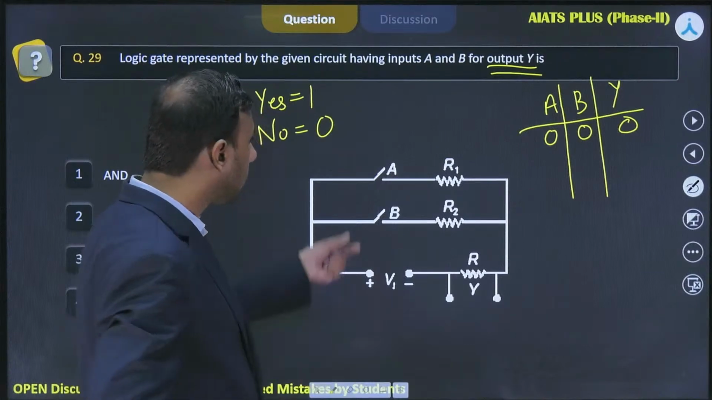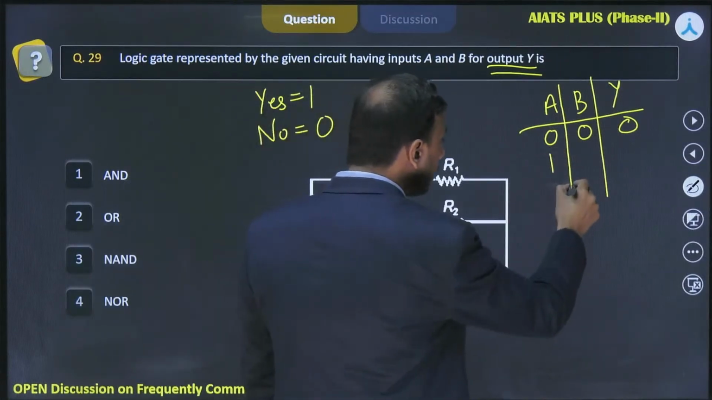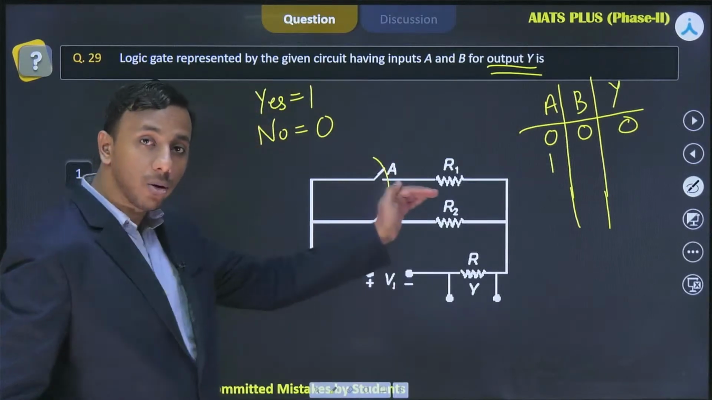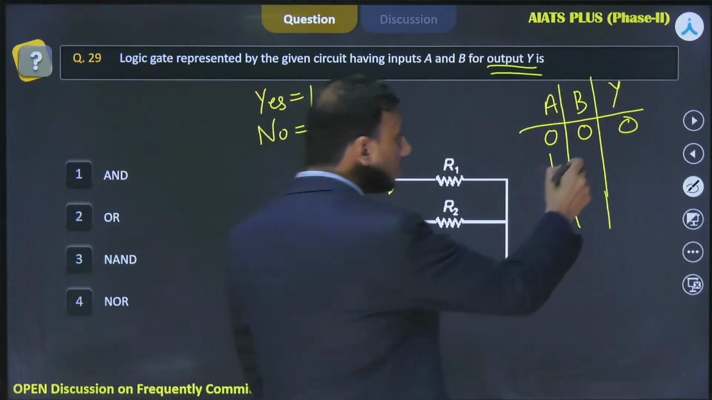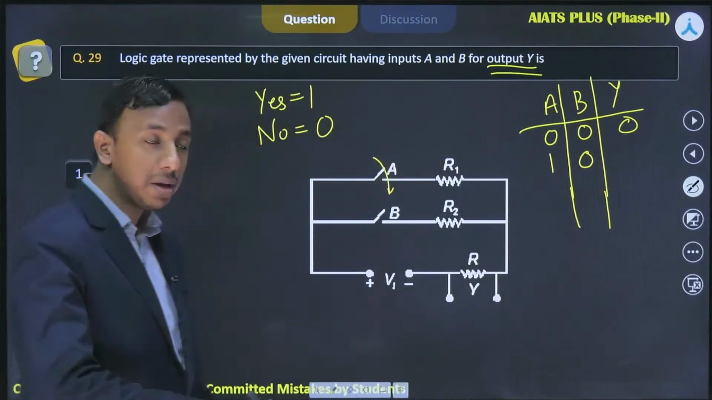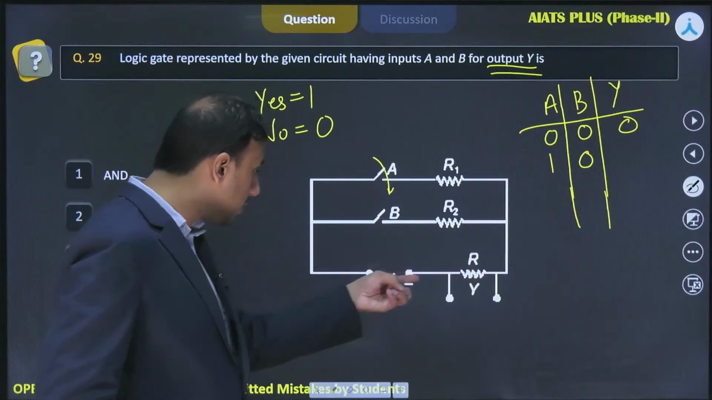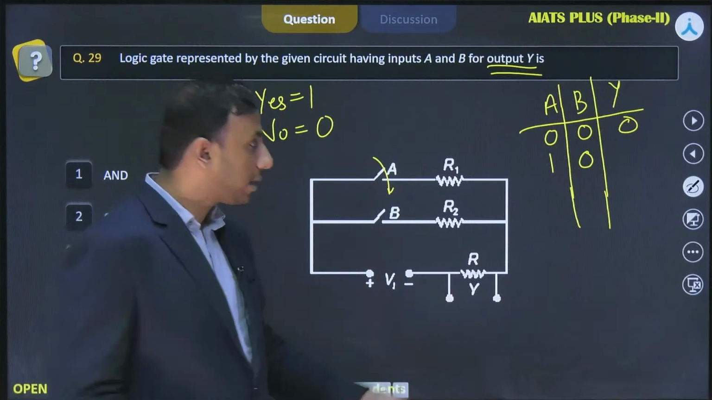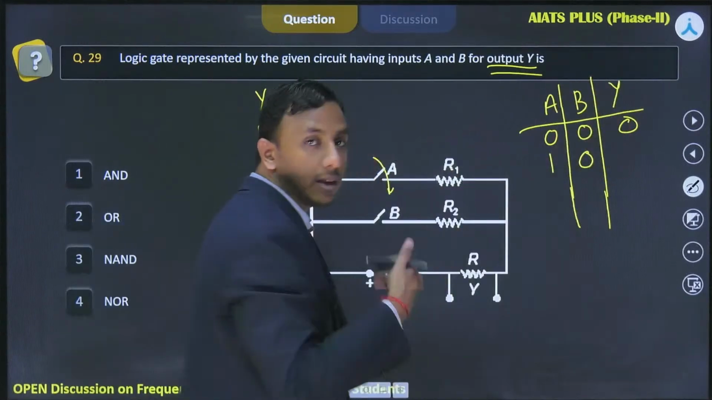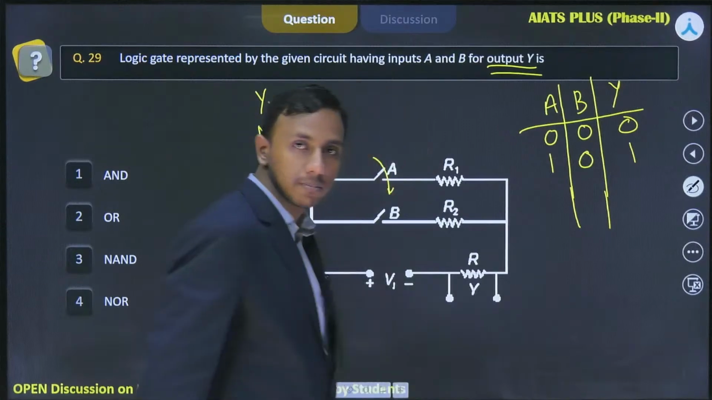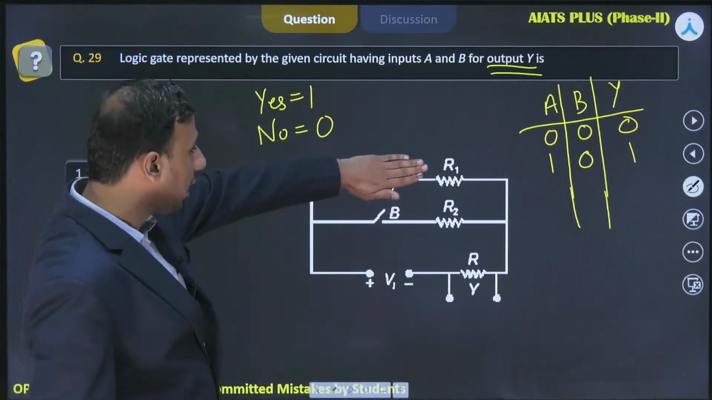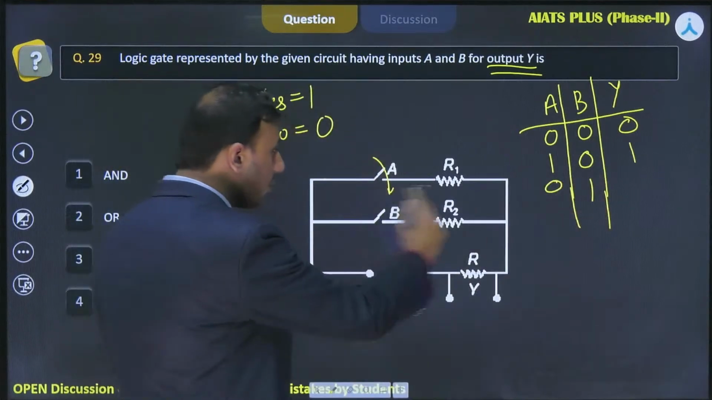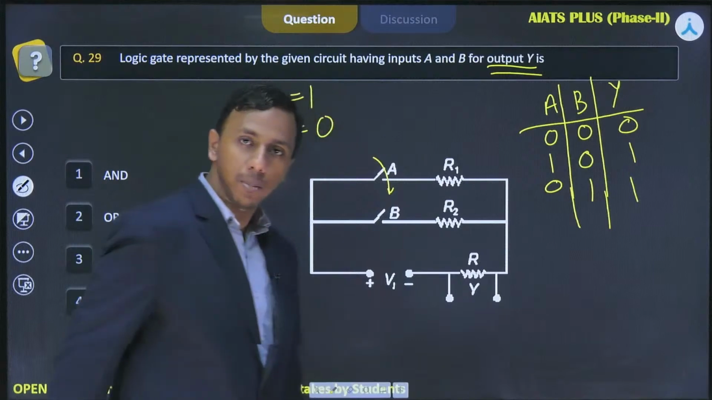Now, let's say I am closing A, like this. So current can flow through this one, and I am not closing B. Now tell me, will current flow here? Yes, it will, right? See, from here current will flow like this. That means there will be a potential drop. That means, will there be an output? Yes, it will. So we say output is 1. Similarly, instead of A, if I had closed B, then what would have happened? Then also current will flow. Then also there would be a potential drop.